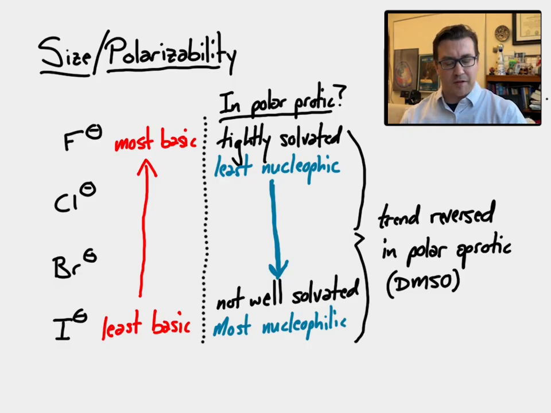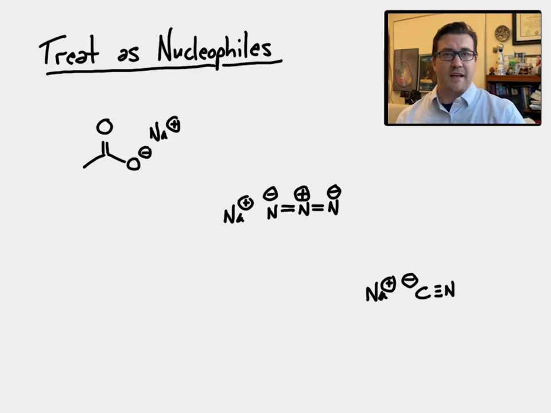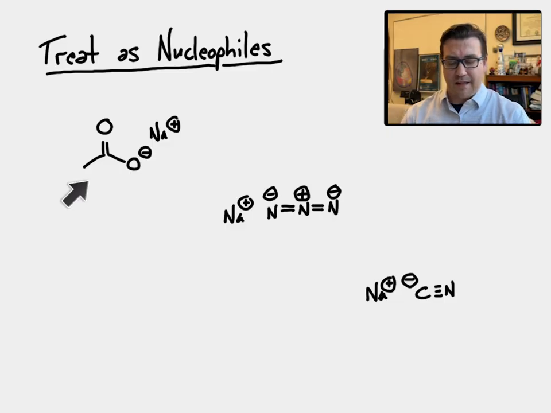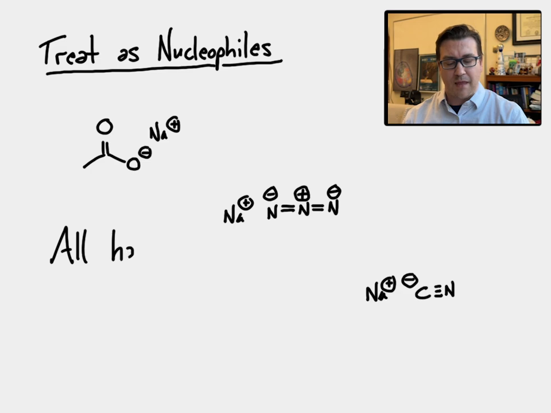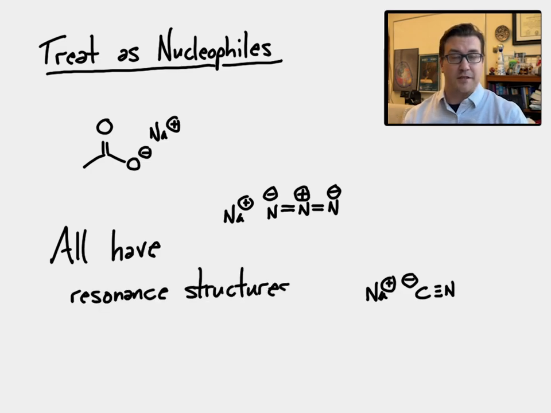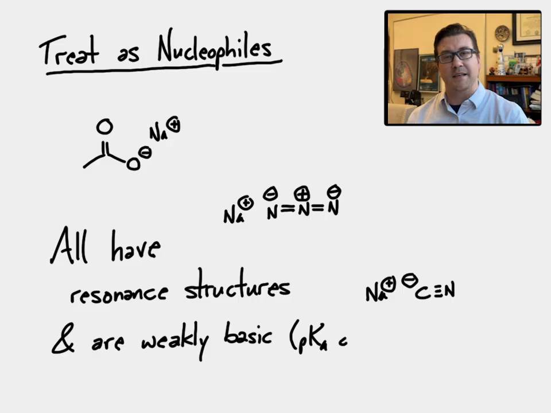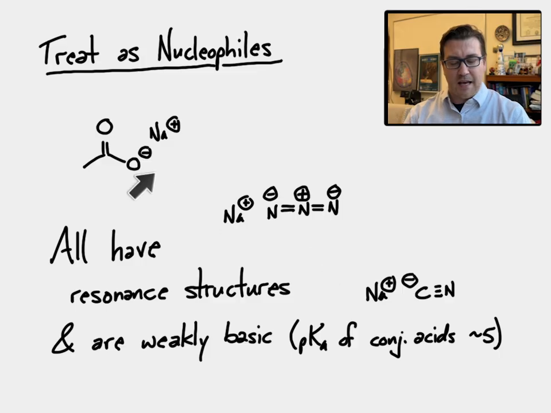Now let's look at a few examples of molecules that we will always be treating as nucleophiles in our organic reactions: acetate, often shown as sodium acetate, azide, often sodium azide, and cyanide, often sodium cyanide. It can also be potassium salts of these various ions. One of the things I want to draw your attention to is that all of these structures have resonance structures, and all of them are weakly basic. That is, the pKa of the conjugate acid is about 5. So they're not strong bases, and they're not non-basic, but they're weakly basic. They're not going to act as a fantastic base. They will more likely act as a nucleophile.